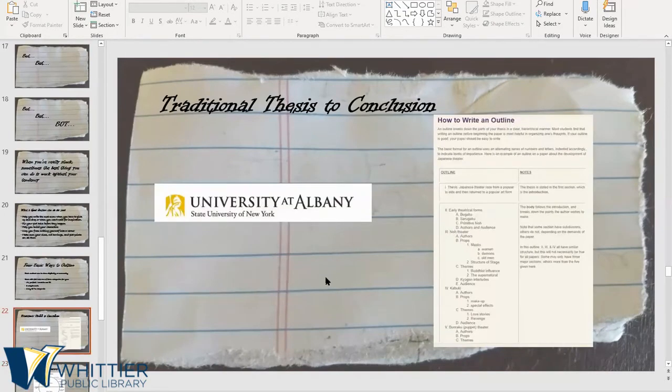This is the traditional thesis to conclusion. We learned this one in high school, possibly, certainly in college. You put your thesis statement up, or your first scene, and then with your supporting points, and then the supporting sub points, and then the supporting sub points, and all that. I got this particular how to write an outline from University at Albany. I use it actually when I'm writing nonfiction. It's very good for nonfiction, but it can also be used for fiction.